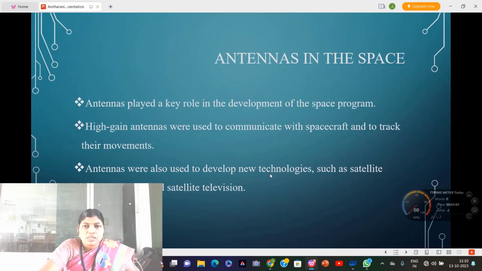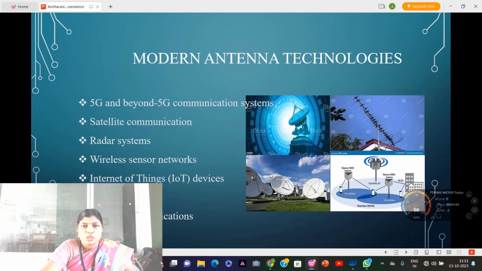Antennas are widely used in space. Chandrayaan 3 is a best example for that. Antennas play a key role in the development of space programs. High gain antennas are used to communicate with spacecraft and to track their movements. Antennas were also used to develop new technologies such as satellite communication and satellite television.